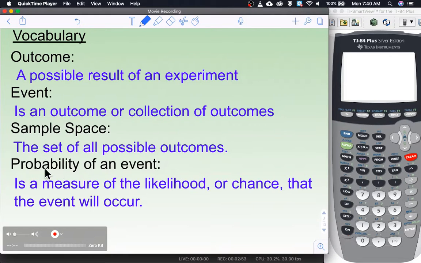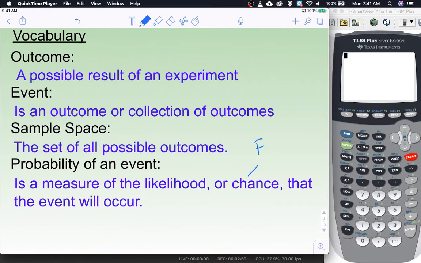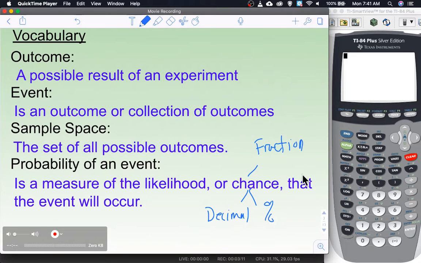And then the probability of an event is the measure of the likelihood or chance. Sometimes we write it as a fraction. Sometimes we write it as a percentage. Or we could even write it as a decimal. So it's a likelihood or chance, as a fraction, decimal, or percent, that an event will occur.